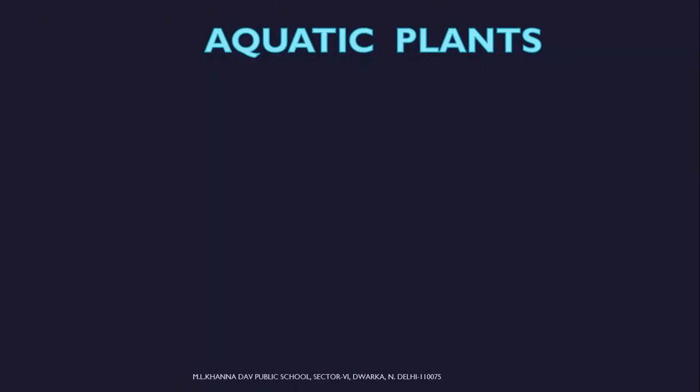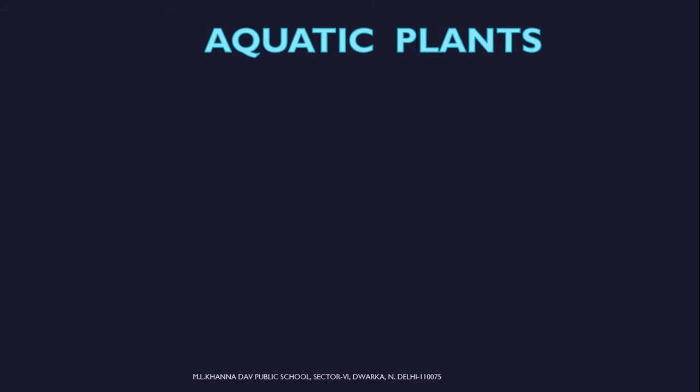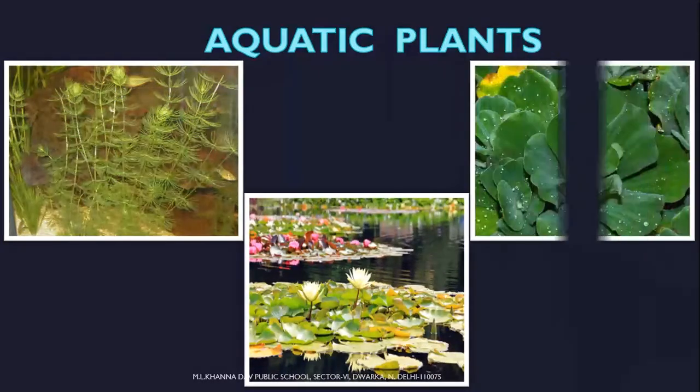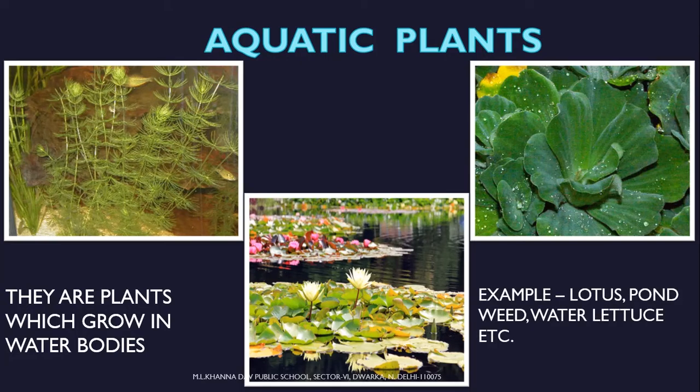Now we will be discussing the next habitat, that is the aquatic habitat, and the plants which grow in this habitat, which are the aquatic plants. The word aqua means water. So the plants which grow in water bodies are called aquatic plants, and examples are lotus, pondweed, water lettuce, etc.